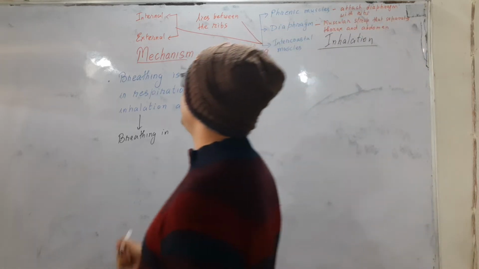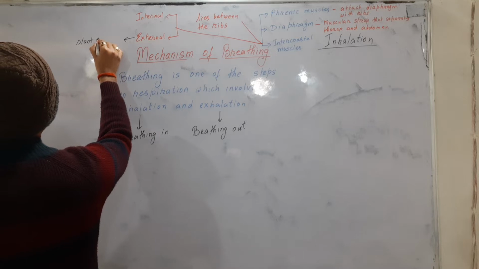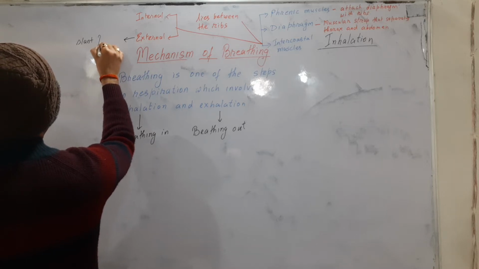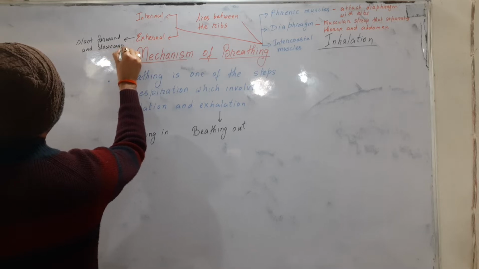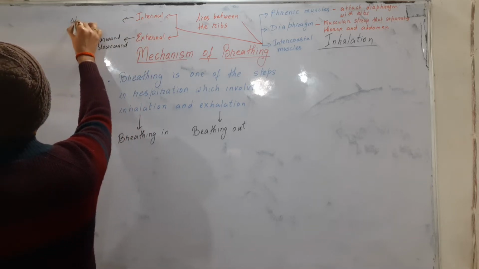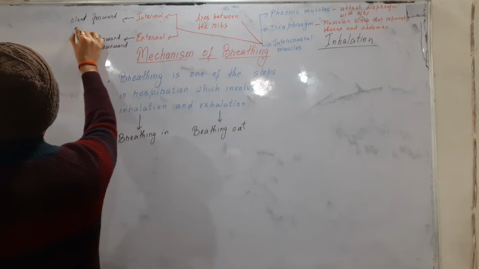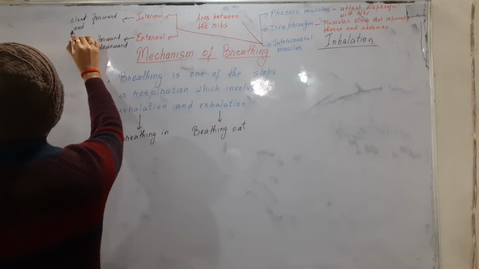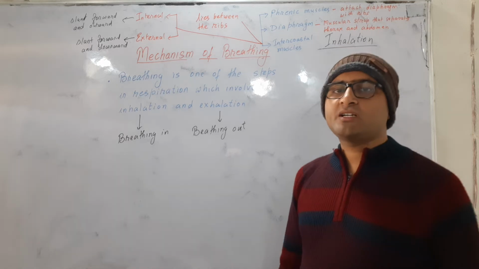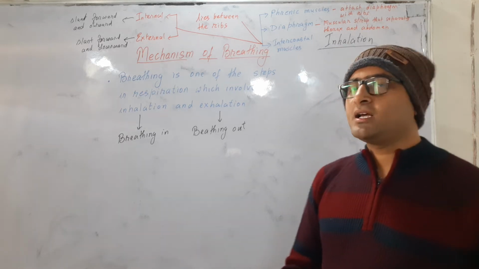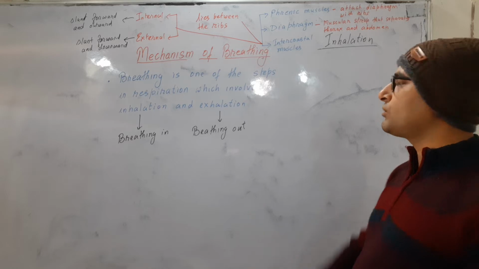So what are these external and internal? External intercostal muscles slant forward and downward, whereas internal intercostal muscles slant forward and outward. So these are the differences between the external and internal intercostal muscles. When you talk about the mechanism of breathing, you have to keep in mind phrenic muscles, diaphragm and intercostal muscles.